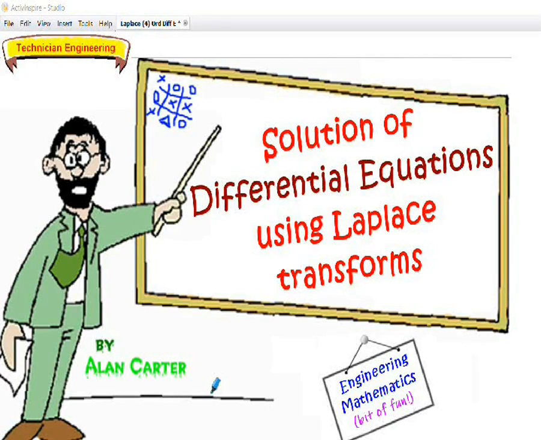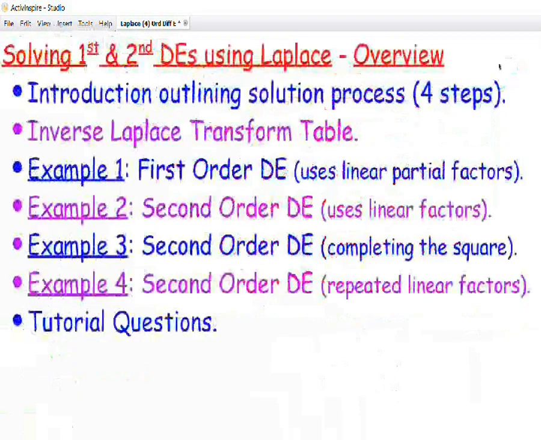Hello and welcome to this presentation on solution of differential equations using Laplace transforms. This presentation assumes you're familiar with the use of Laplace transforms and inverse Laplace transforms, and that you have an understanding of partial fractions and also of completing the square. This presentation will outline the solution of first and second order differential equations using Laplace.